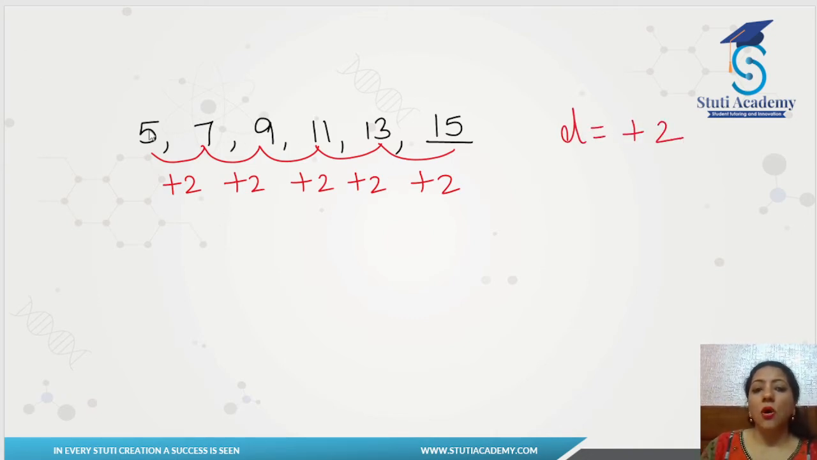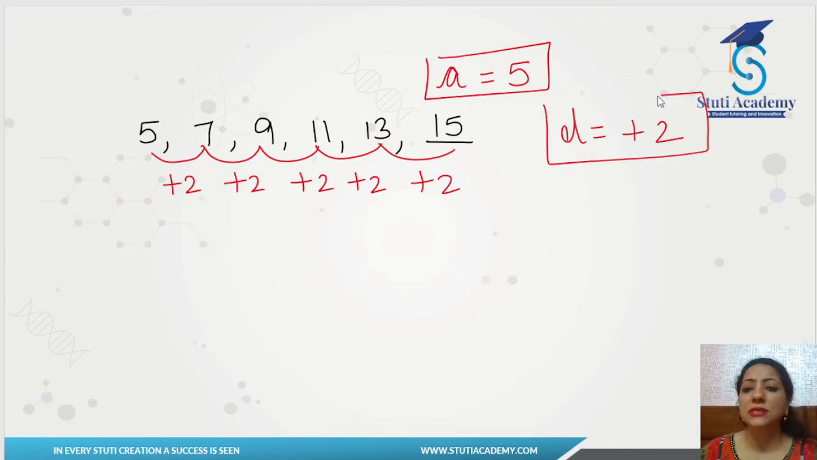All right. So also here we have 5 as the first term. This is the first term of the sequence. All these numbers are called terms of the arithmetic progression. The first term is usually denoted by small a. So here the first term is 5 and the common difference is positive 2.